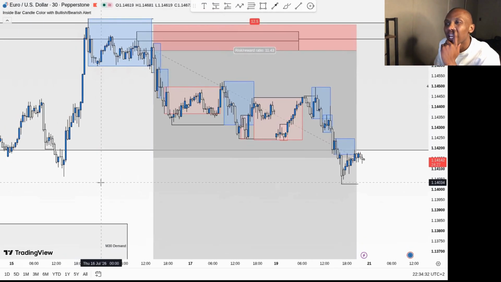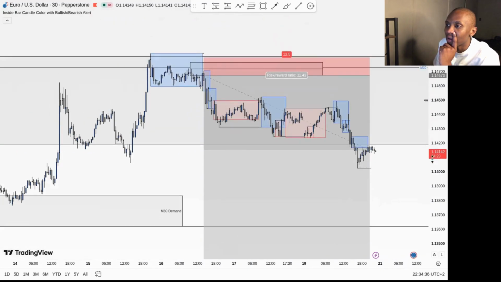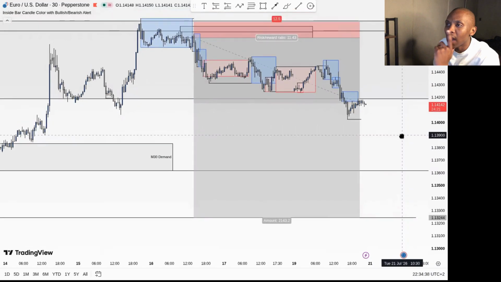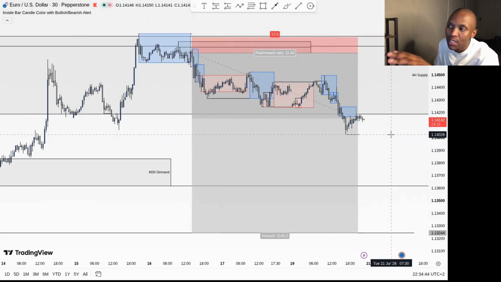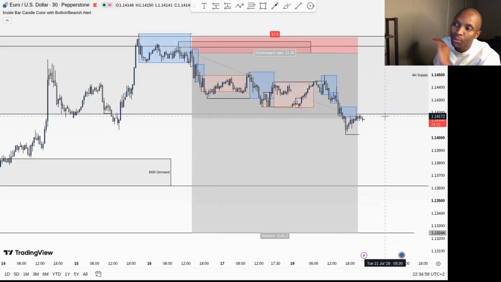Now, when you see these kinds of patterns, it makes me wonder if I can take as many trades as I want within the supply zone, or can I use this to make sure that whenever price is within a supply zone or a demand zone, I can quickly identify as much entry as possible I can find just from this supply zone.